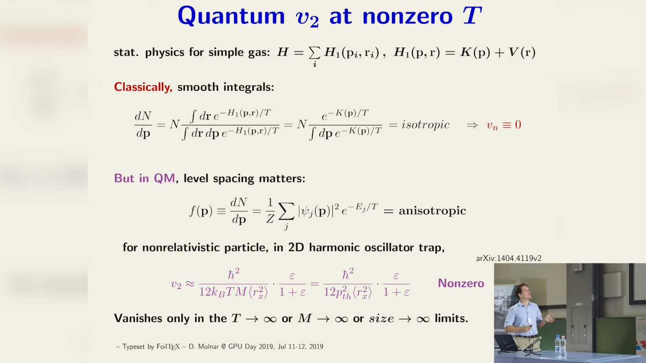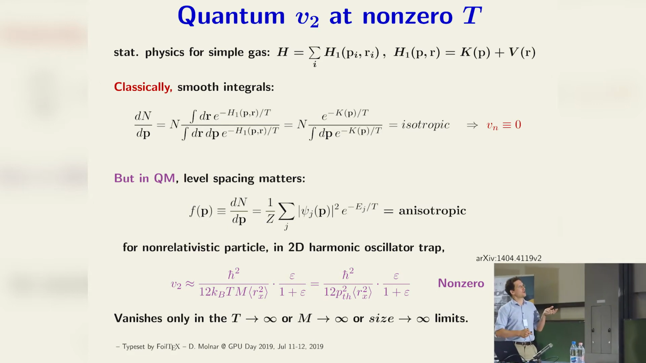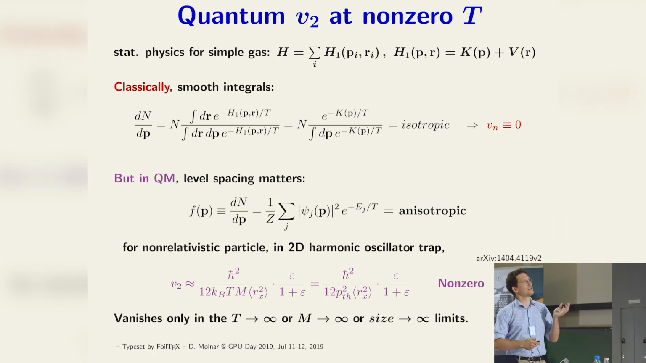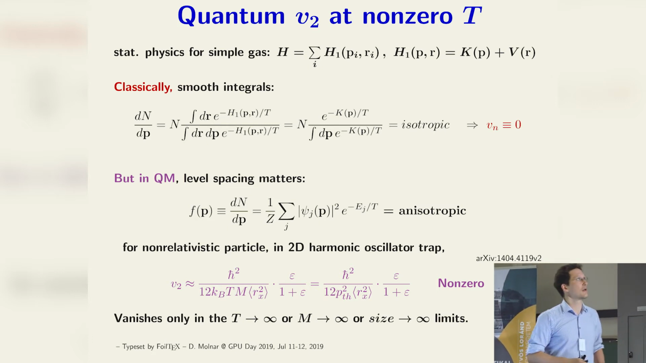So this is a non-zero effect, but you see, if I send temperature to infinity, or mass to infinity, or size to infinity, this goes to 0. And that's the classical limit.